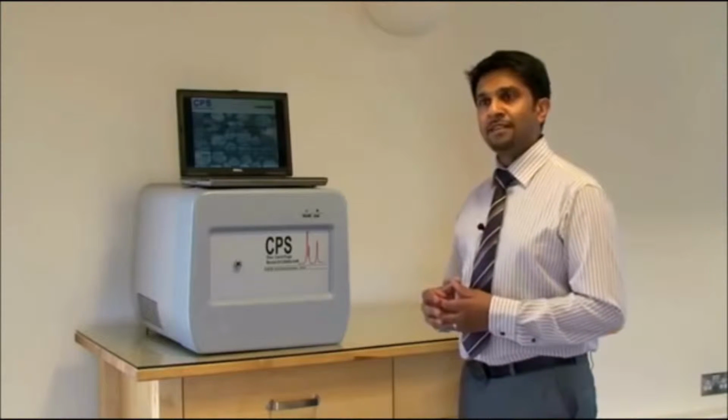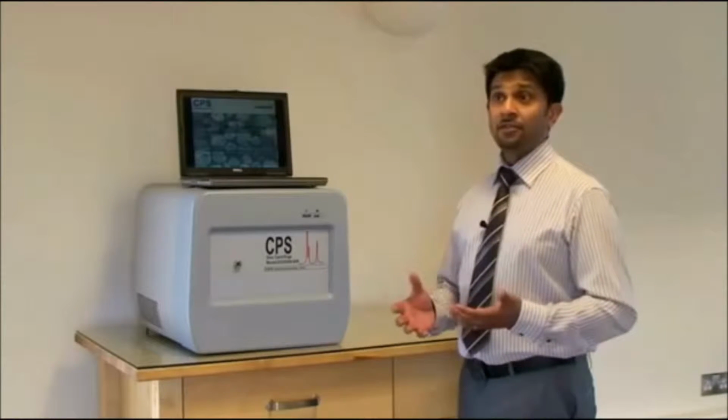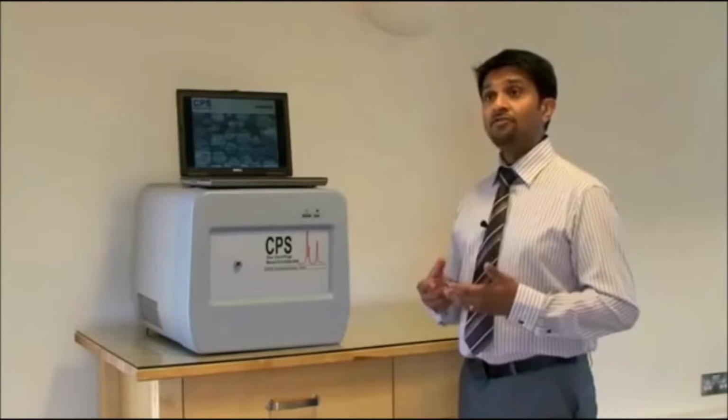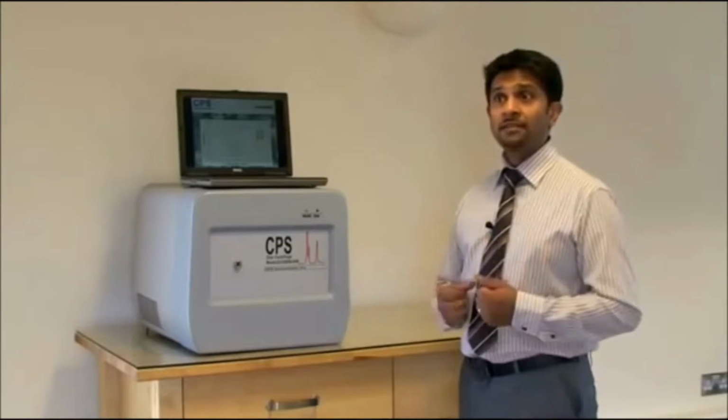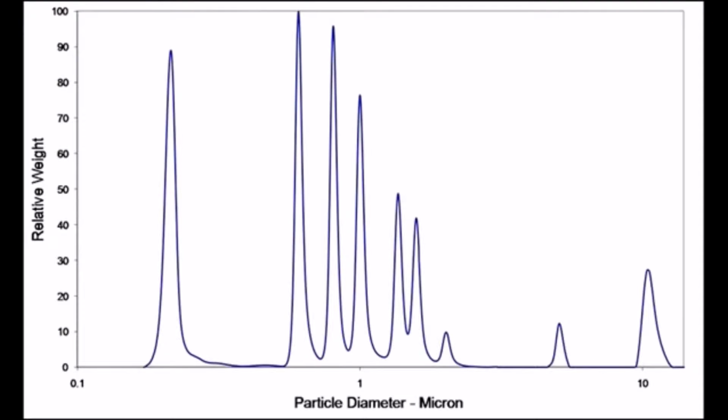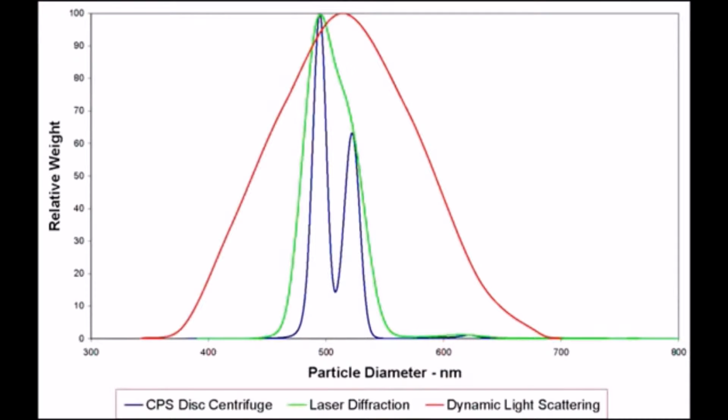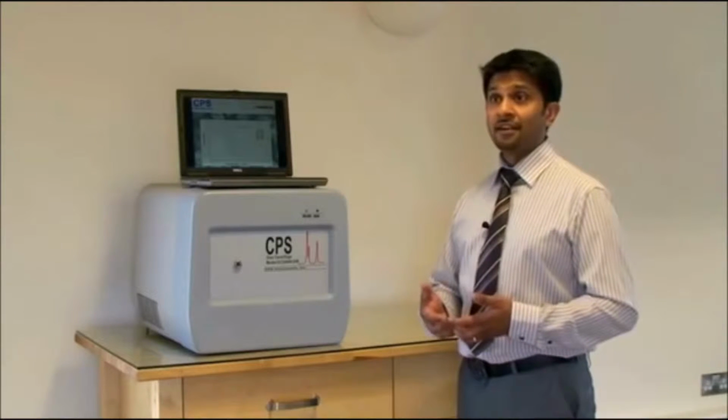When it comes to the CPS disc centrifuge, one of the main benefits you'll find is the ability to give ultra high resolution, which means when you are characterizing a sample where you have many peaks, and in this example, let's say we've got a polystyrene mixture, we've got 9 peaks, and as you will see from the distribution, we can actually separate all 9 peaks and resolve them and show them clearly on the screen. So here we can separate, detect and characterize particles down to 2 to 5% difference in size.